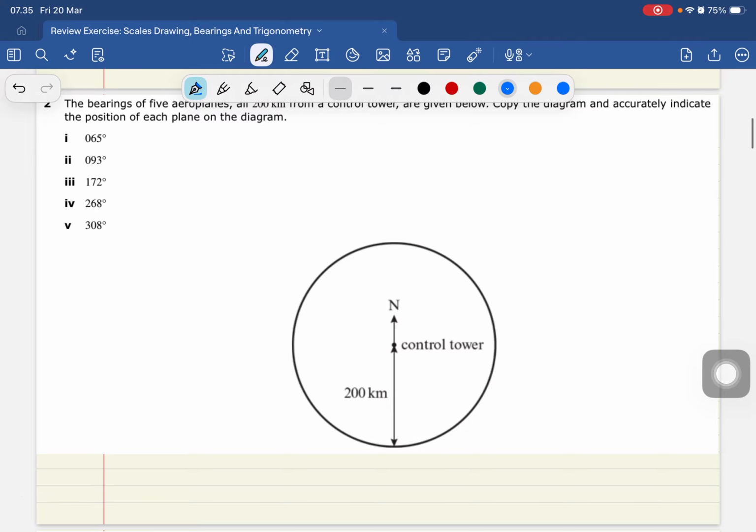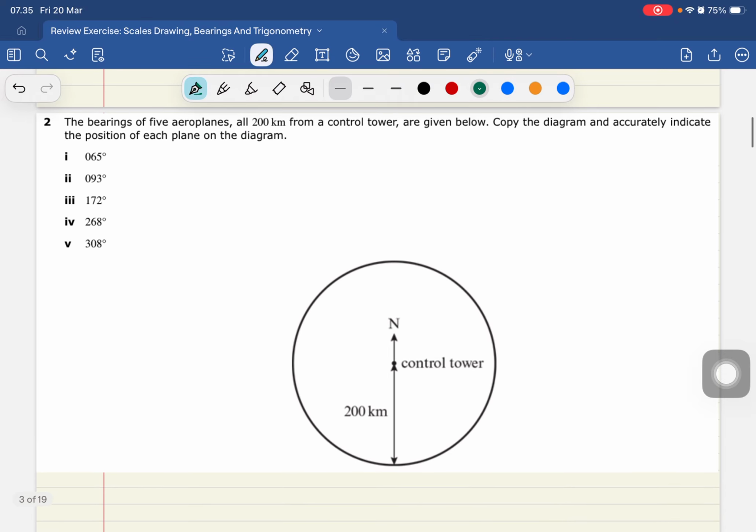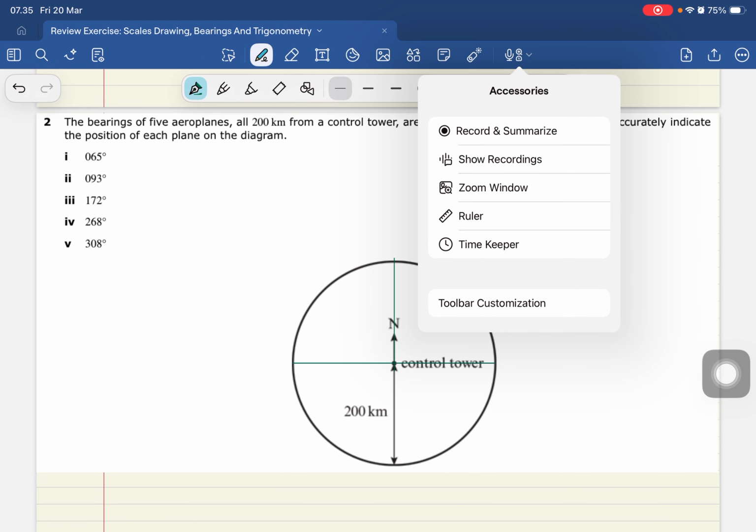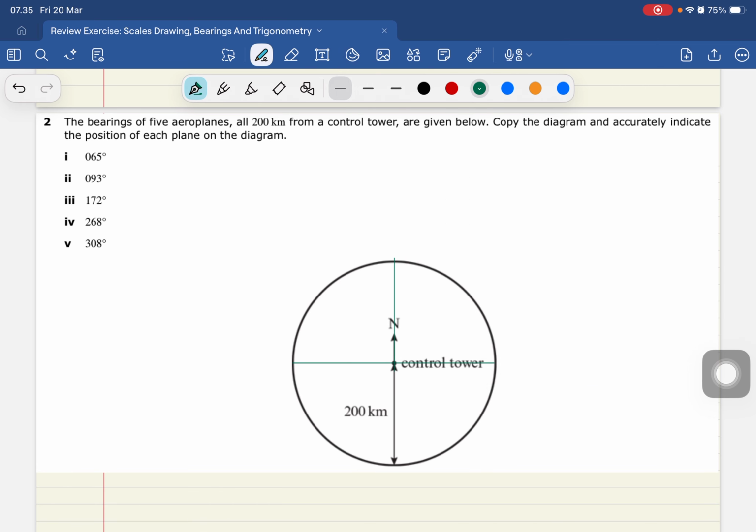So we'll go to number 2, the bearings. Okay, the bearing we will count from the north. So here is the north. Okay, so 065, as this is required, the special ruler, but we don't have it here, so please you can use it. So 65, the plane is going to be around here. We counted from the north, so this is 65. The second is 093, so more than 90 degrees, you can say it's around here. So this is the second.